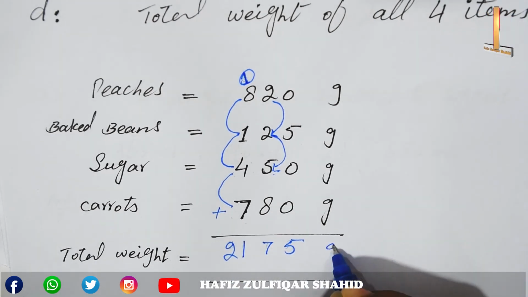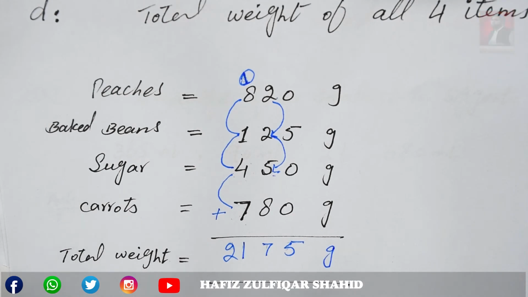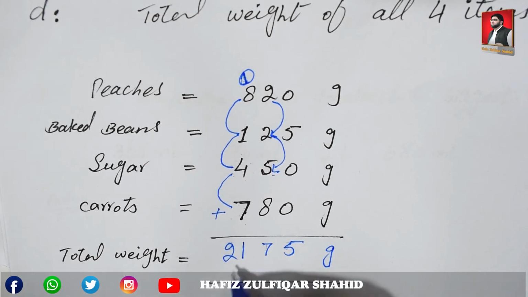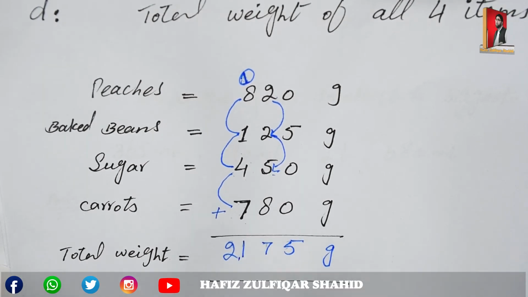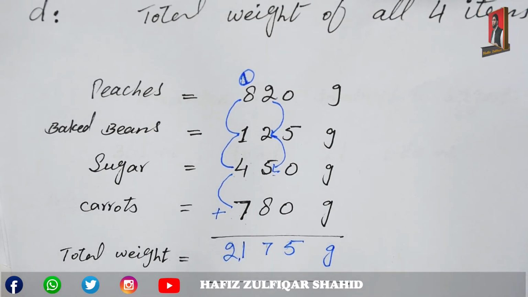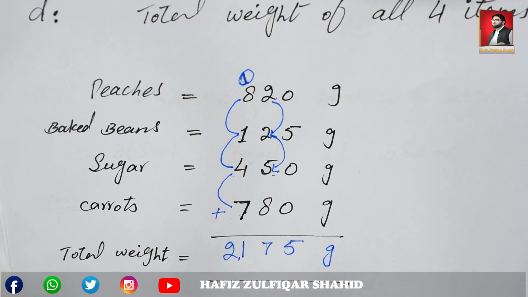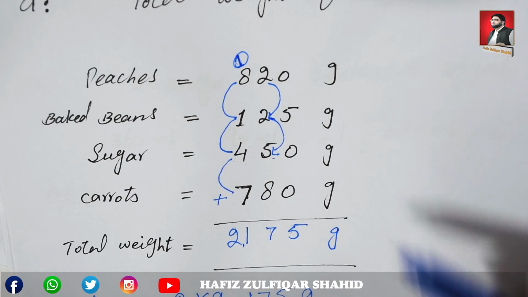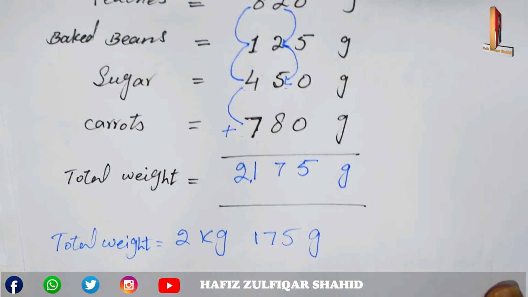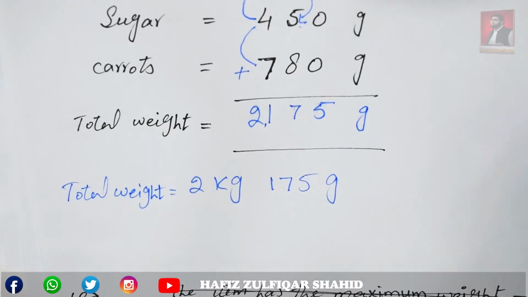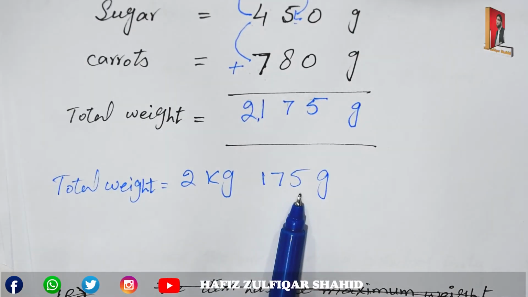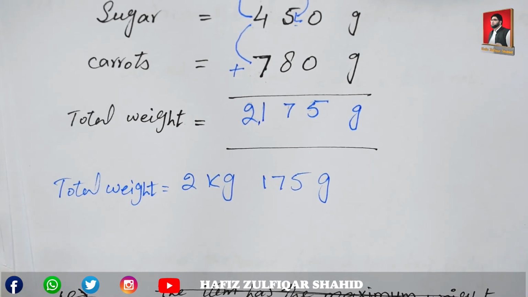2175 gram. Now students, as we know that 1000 gram equals 1 kilogram, so 2000 is equal to 2 kilogram and 175 gram. The total weight of all these 4 items is 2 kilogram and 175 grams. Let's see the next one.